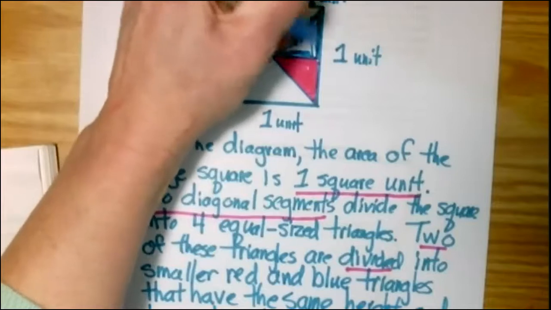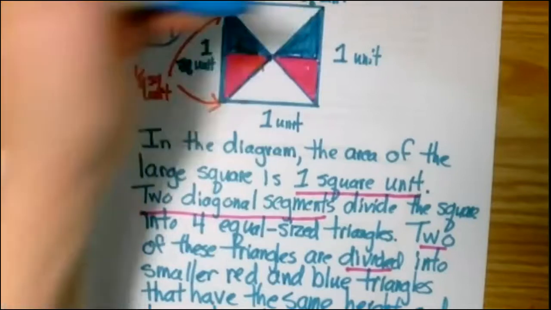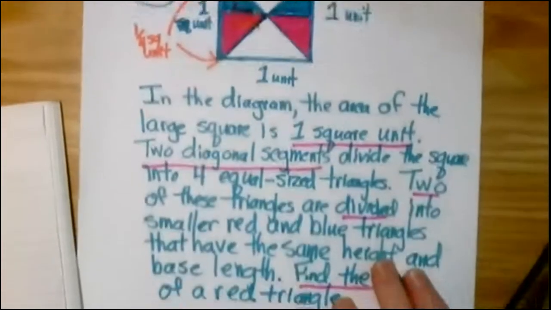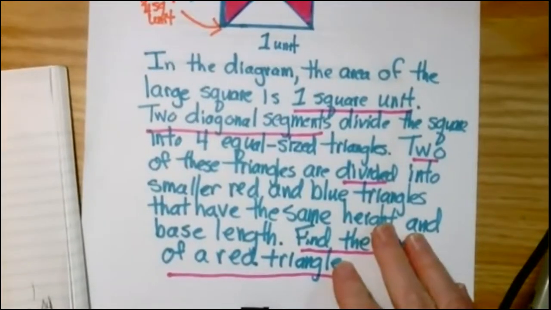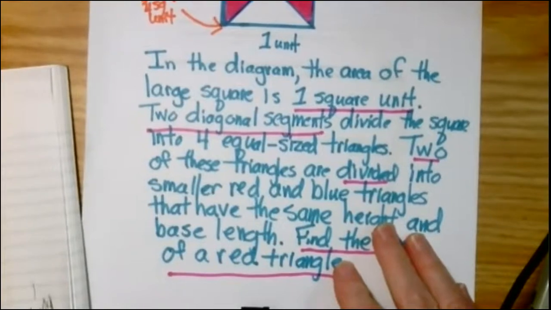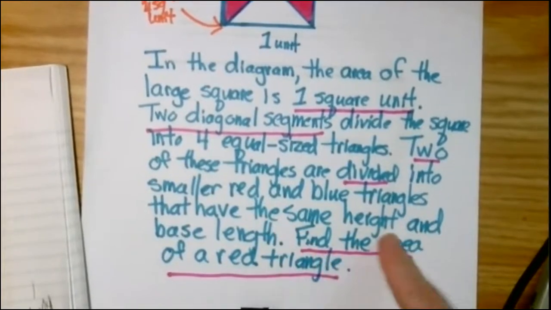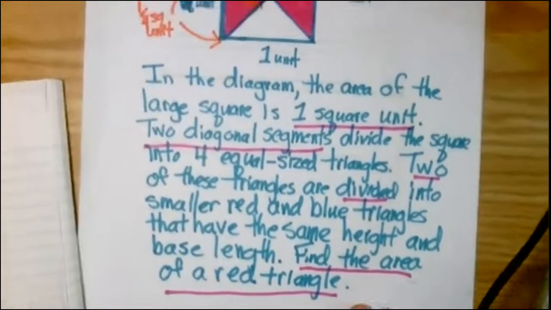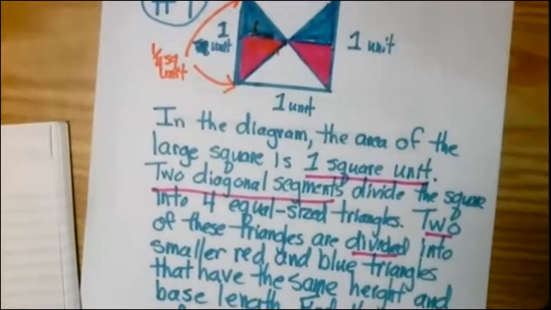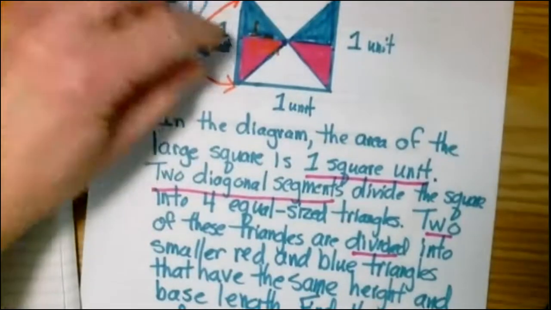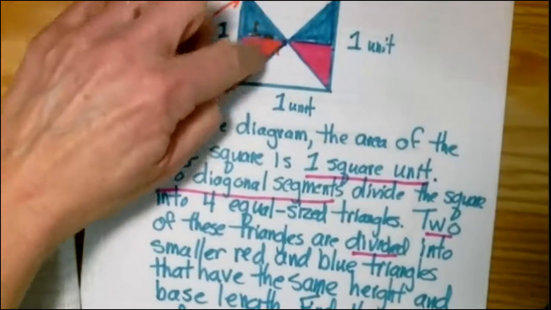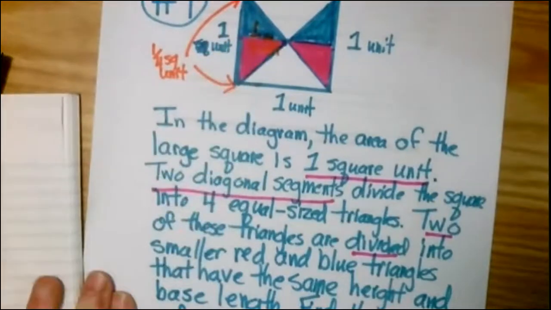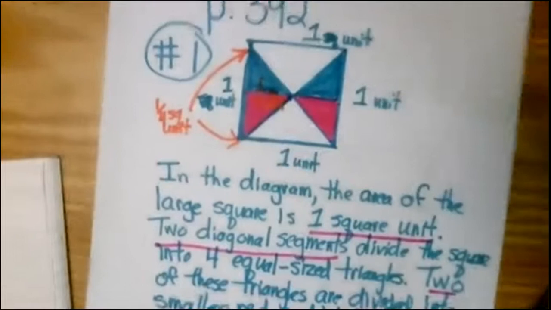You're welcome to try this at home and draw your own square and color it in like this if you'd like. So now if I go back down here, it says 2 of the triangles are divided into smaller red and blue triangles. We just did that. That have the same height and base length. Find the area of a red triangle. Well, if we know that this whole triangle is 1/4, what would half of 1/4 be? Think about that. What is half of 1/4?